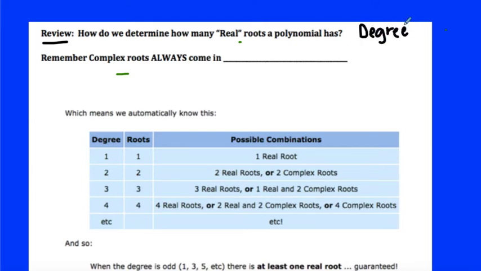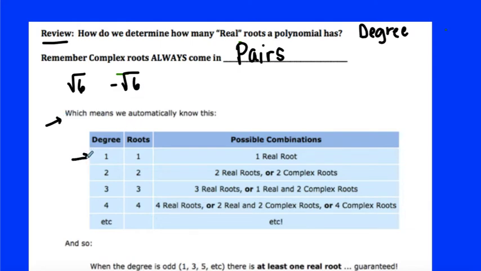Now, we've always said that the degree would tell us how many possible real roots it could have. And we have to remember that complex roots always come in pairs. That's what we've been working on the last couple of days, meaning that if I give you root 6 is a root, then negative root 6, its complex conjugate, has to be a root as well. So because of this, we automatically know a few things.